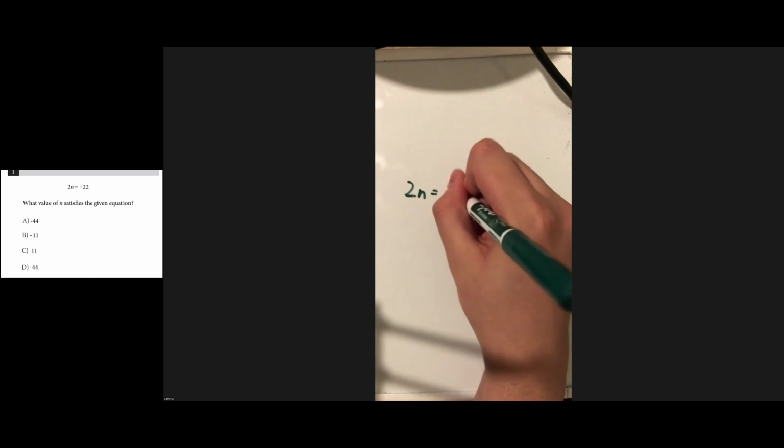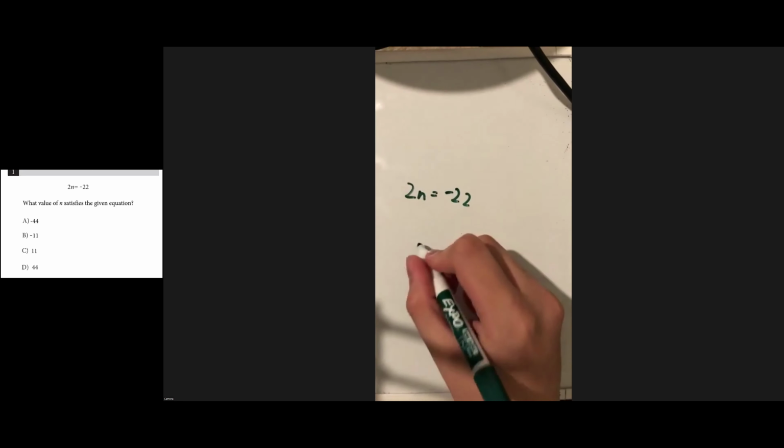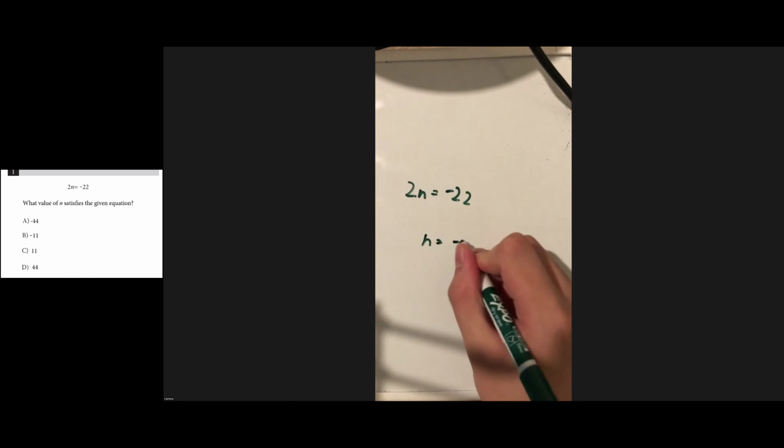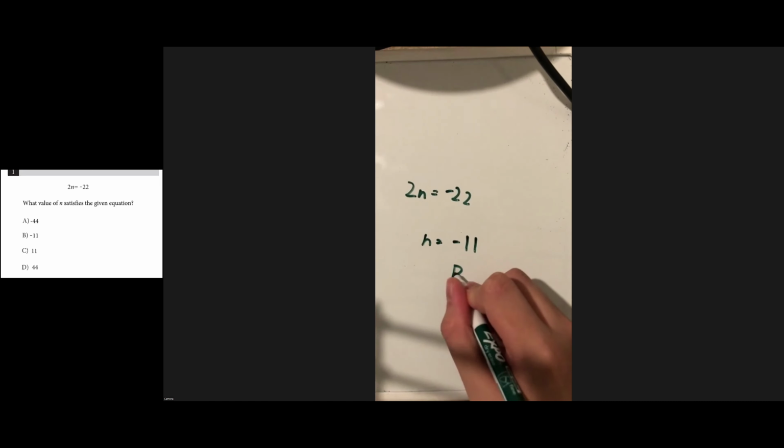Okay, so for question 1, we're just trying to find n. So we have 2n equals negative 22. Just divide by 2, and you get n equals negative 11, which is answer choice B. Then question 2.